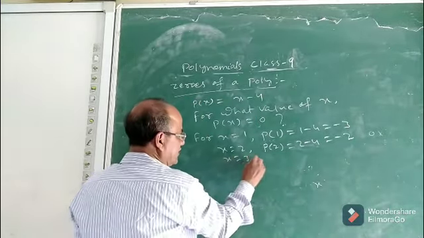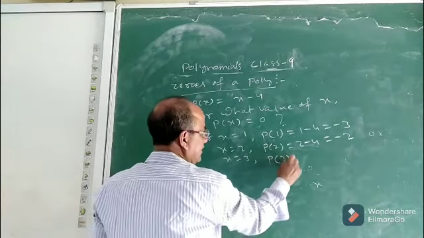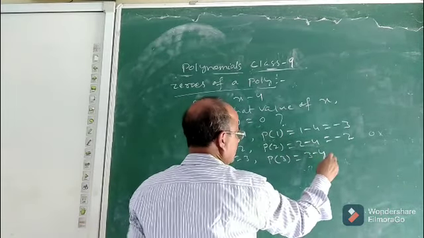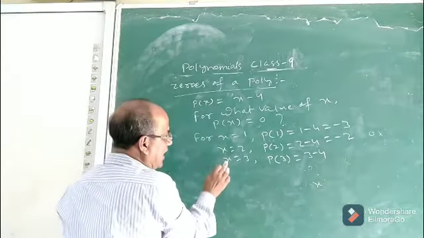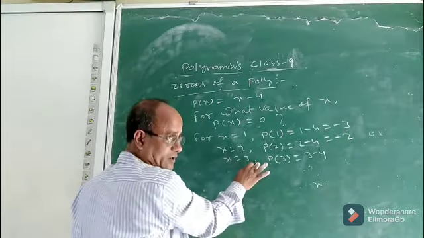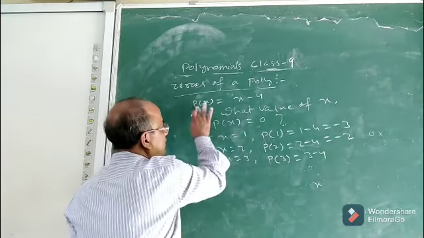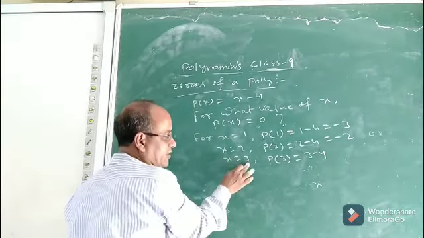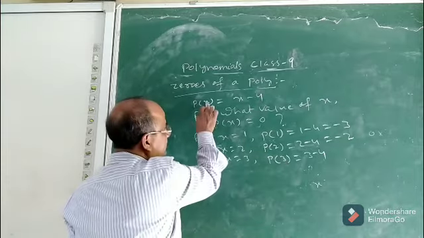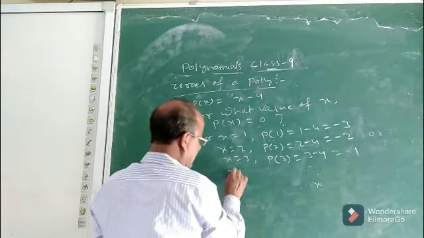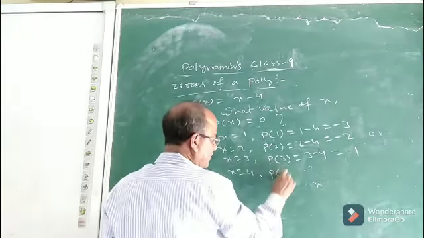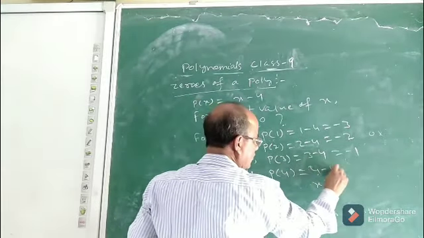x equal to 3, P of 3 equal to 3 minus 4. P of 3 means the value of the polynomial at x equal to 3. Just put 3 here and here. So 3 minus 4 is minus 1. Then x equal to 4. Find P of 4. It is 4 minus 4 equal to 0.